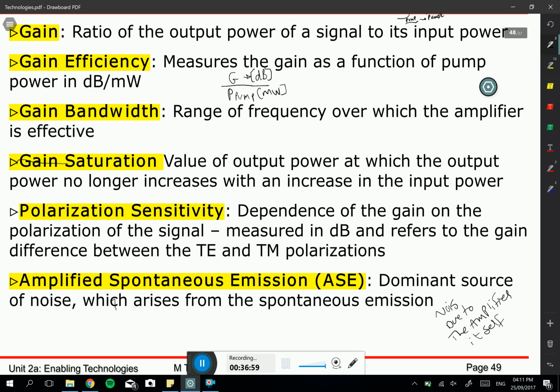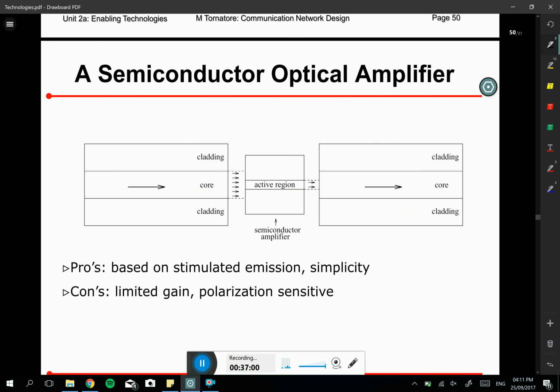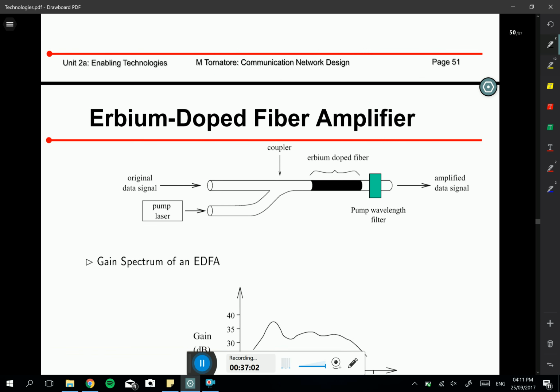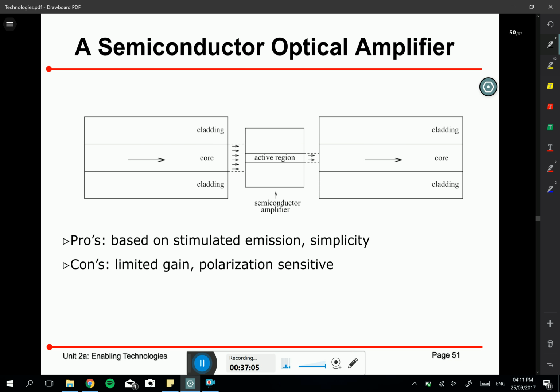Now I will show you two possible implementations of the amplifier: the SOA and the EDFA. So let's see the description, and then if you have questions, we keep going. So one possible implementation, which I'm describing again very fast because it's not really what you find in the field nowadays, it's more like a research element, is this semiconductor optical amplifier.